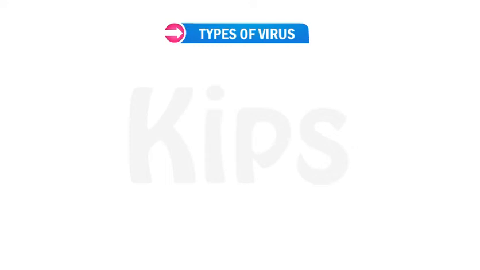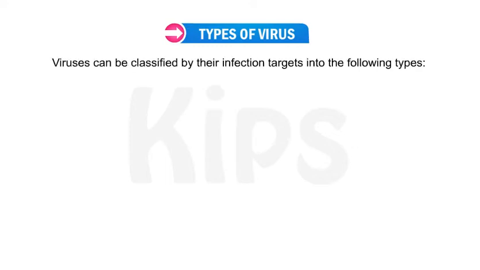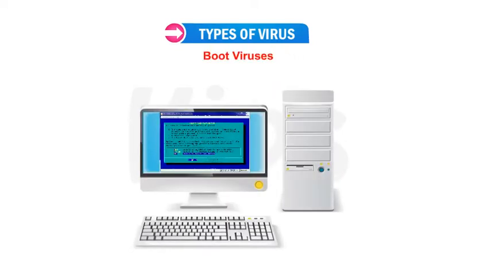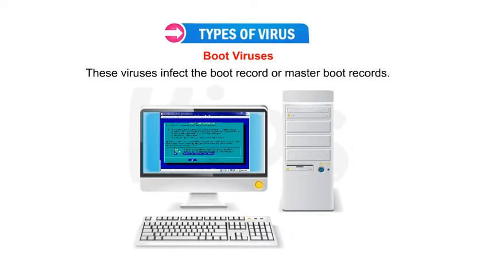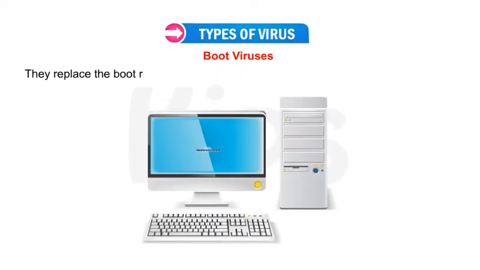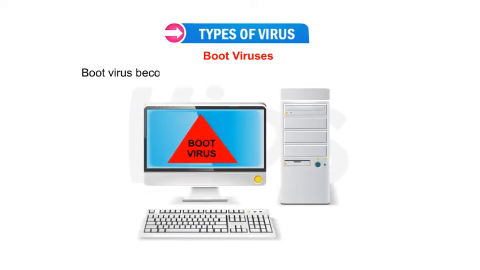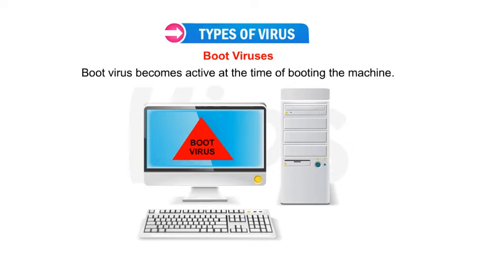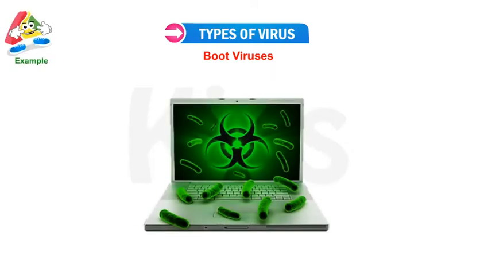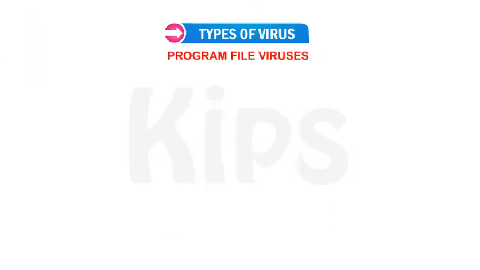Now let us talk about the types of virus. Viruses can be classified by their infection targets into the following types. Boot viruses. These viruses infect the boot record or master boot record. They replace the boot record that is responsible for loading the operating system in the computer memory by copying it elsewhere. Boot virus becomes active at the time of booting the machine. Examples are disk killer, stoned virus, etc.